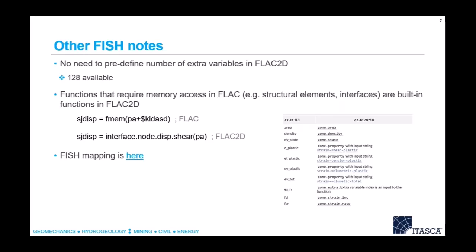And so if I just say, for example, in the old FLAC, the FISH function used to be just density. Well, if I just say density now, it doesn't know if I mean the density of zones or the density of balls or what. You know what I mean? So you have to be more specific because these things are coupled together. So now everything has like a zone dot density or a ball dot density or grid point dot displacement or whatever, right?